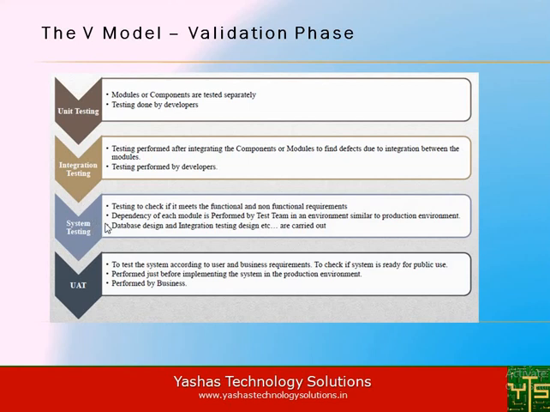System testing checks if the system meets the functional and non-functional requirements, and is performed by the test team in an environment similar to the production environment. Finally, it goes with user acceptance testing, UAT, to test the system according to the user and business requirements, to check if the system is ready for public use. It is performed just before implementing the system in the production environment and is performed by the business.